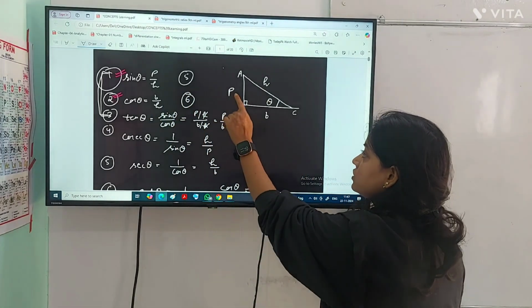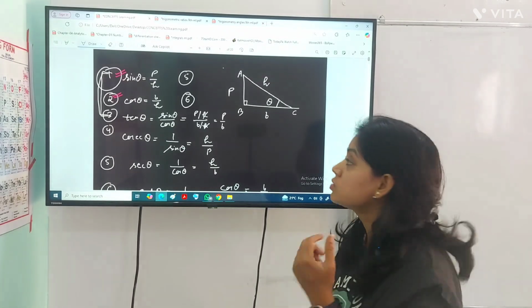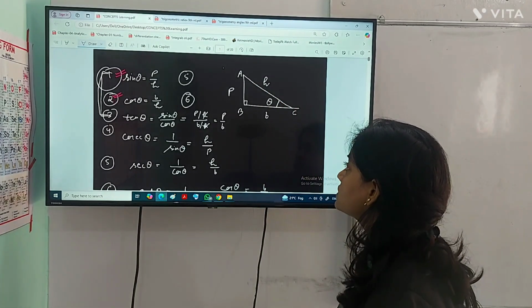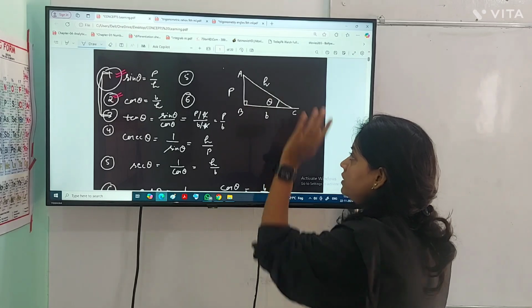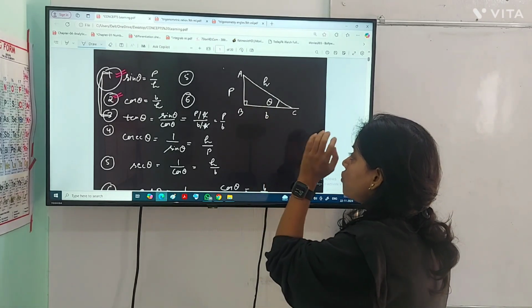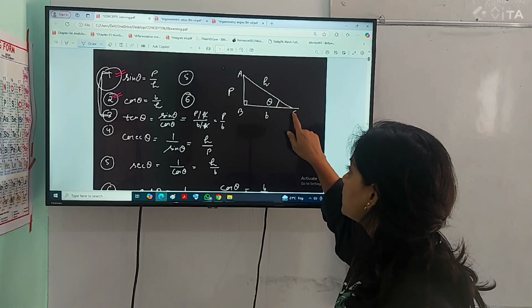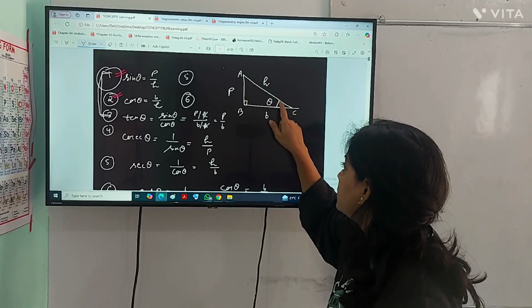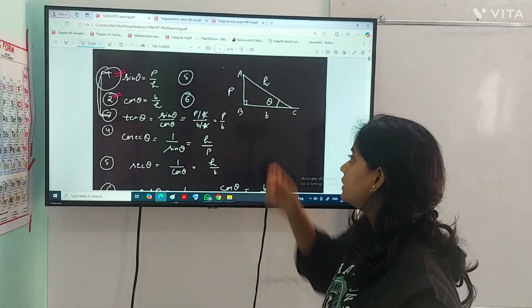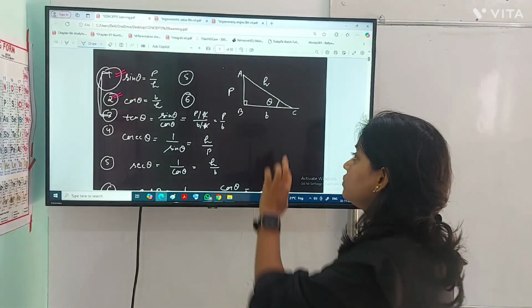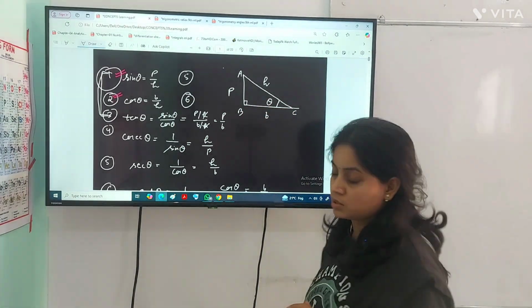What is sine theta? Just divide P by H. What is cos theta? B by H, right? So hypotenuse is the longest side and it is just in front of the 90 degree. So you can just find out what angle you need to calculate. If you want to calculate this angle, that means ACB, then this will be theta, and theta से connected जो side होगी that will be your base. According to that you can calculate sine theta, cos theta.